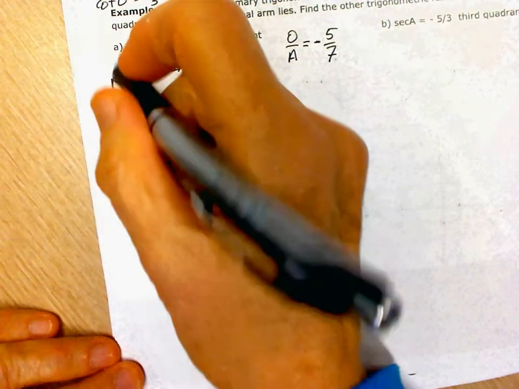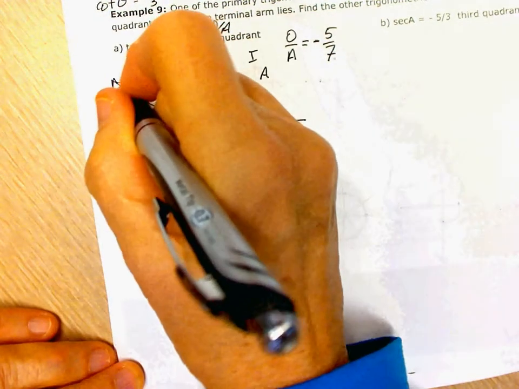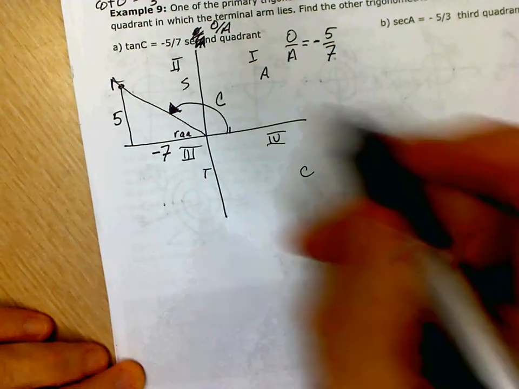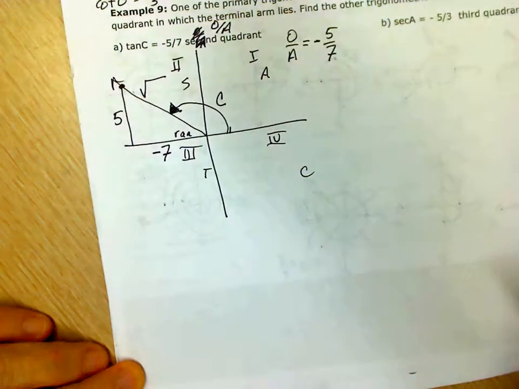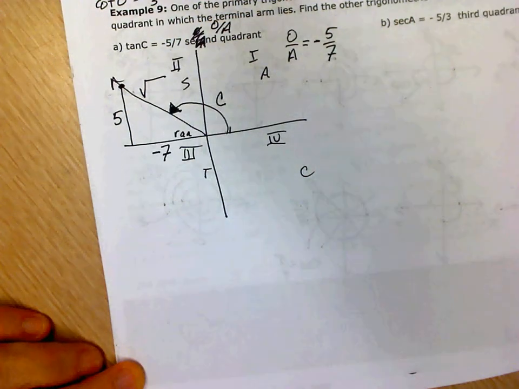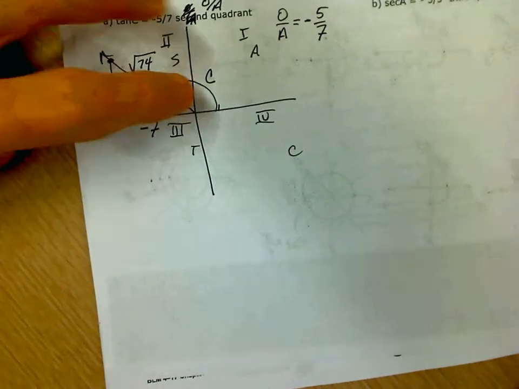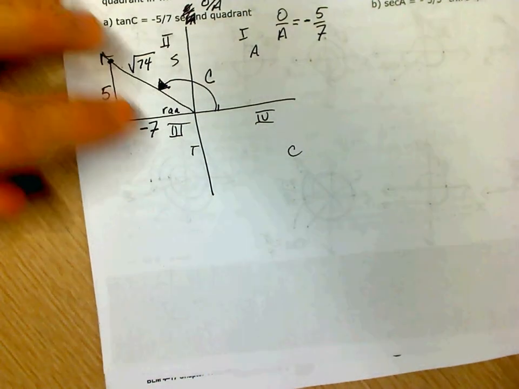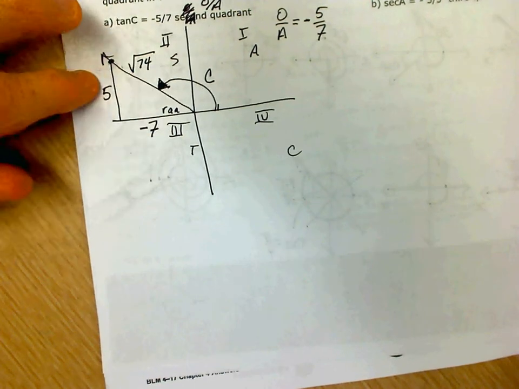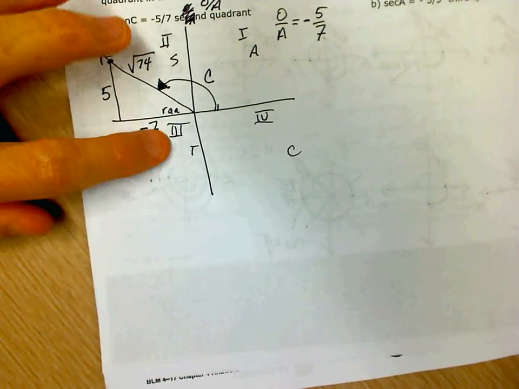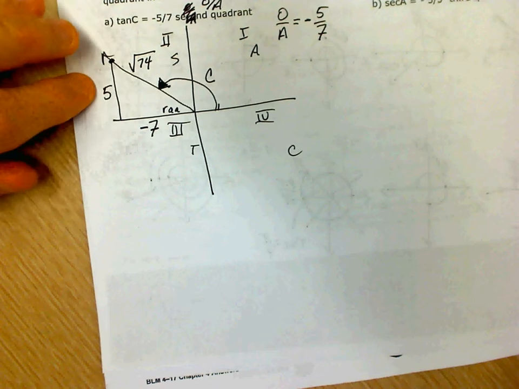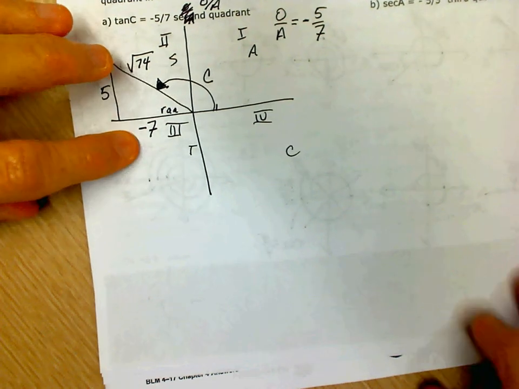So, what is our hypotenuse equal to? Square root of what? Which is 74. Hypotenuse is always positive. We only worry about the signs here. Either x or y is positive, or in this case y is positive, x is negative.